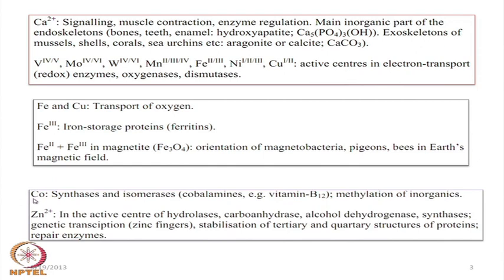Then cobalt, cobalt in different oxidation states such as cobalt in +1, cobalt in +2 and cobalt in +3, can be utilized for the generation of cobalamins and vitamin B12, and sometimes the methylation of inorganic systems. So, these cobalt systems are utilized for the biomethylation reaction.